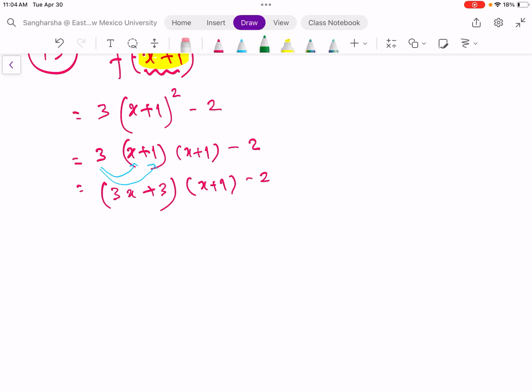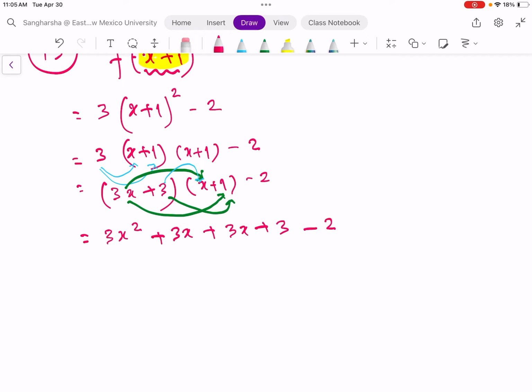Let's multiply the first terms. The first term is 3x times x, which is 3x squared. Let's multiply the outside terms, 3x and 1. 3x times 1 is 3x. Now let's multiply the inside terms, 3 times x, which is 3x. And let's multiply the last terms, 3 times 1, which is positive 3, and we have minus 2. That is the FOIL method.